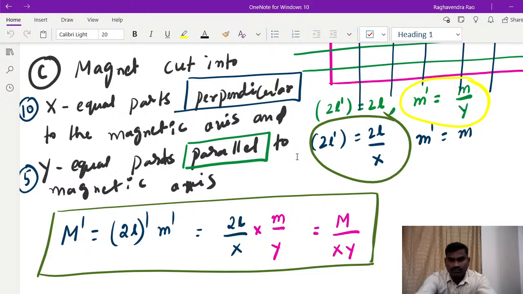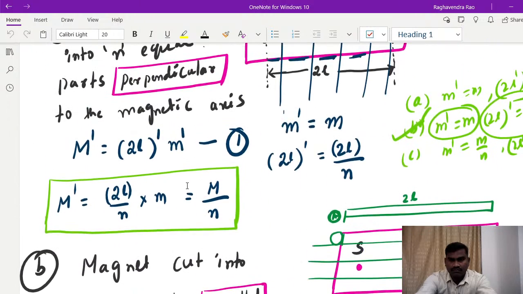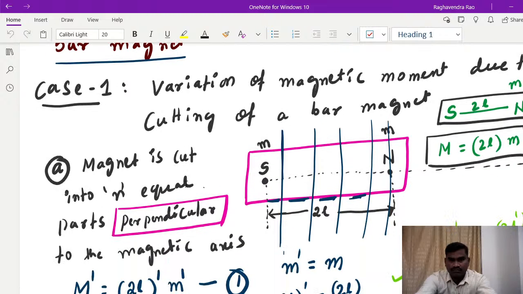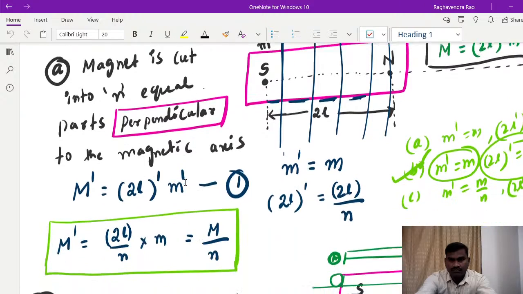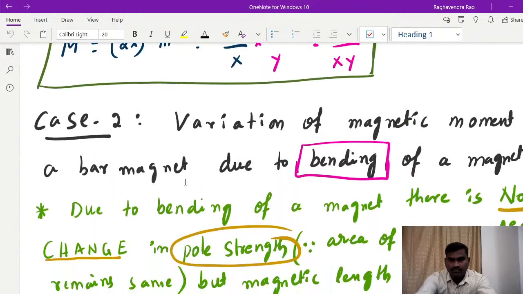So we are continuing the magnetic moment related issues. Now, magnetic moment related things we discussed. Case 1, variation of magnetic moment due to cutting of a magnet, we completed. That is what we call case 1. And in case 2, variation of magnetic moment of a bar magnet due to bending of a magnet.